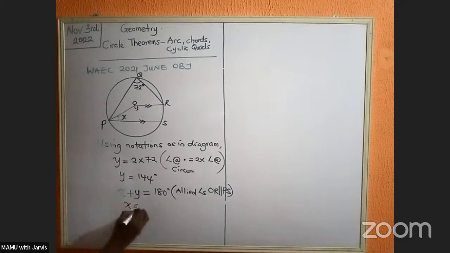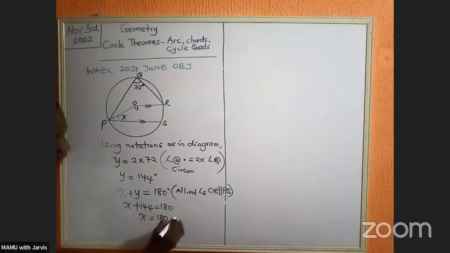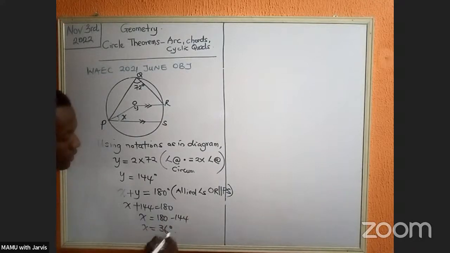So x plus 144 will be equal to 180. And x will be equal to 180 minus 144. And if that is done correctly, x becomes 36 degrees. And that solves the problem.